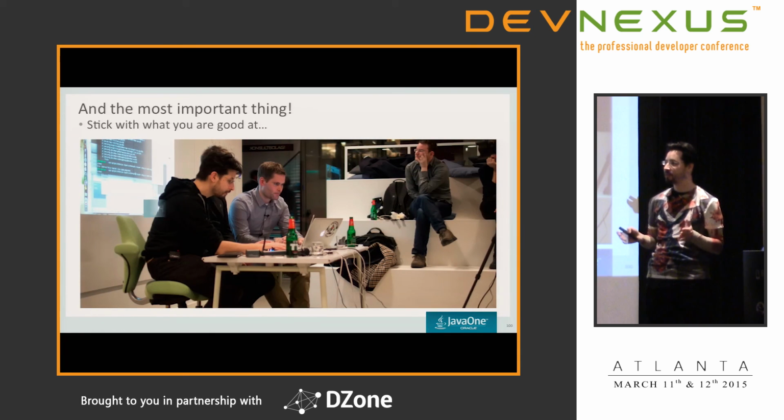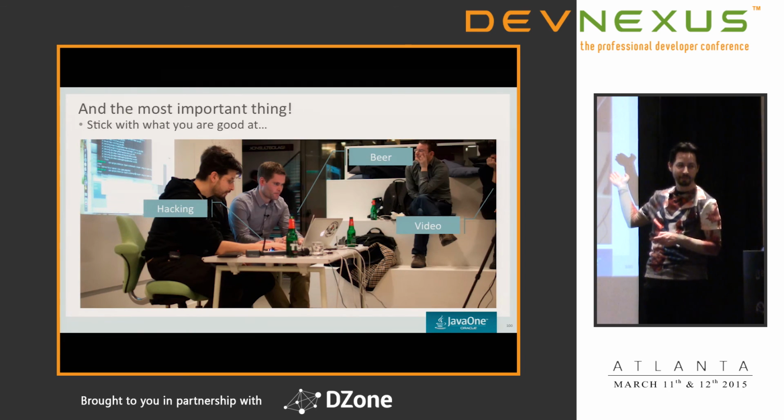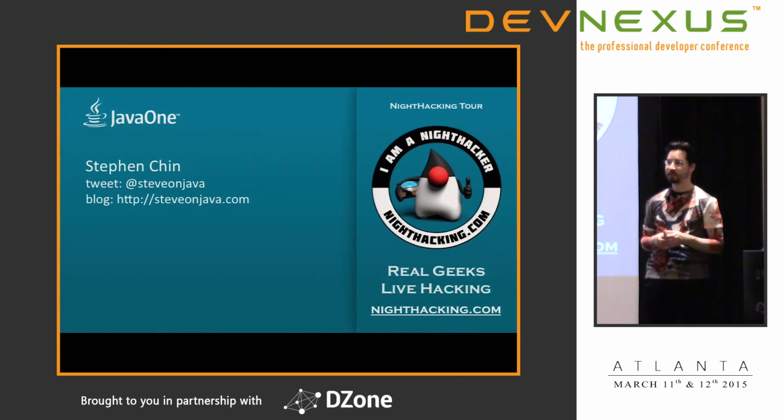So I think in conclusion, the summary is you should stick to what you're best at. And for me, hacking, beer, video, doing the interviews outside. So find your strengths and roll with them. And hopefully you guys learned a little bit from this presentation that you can take back and improve your work culture.